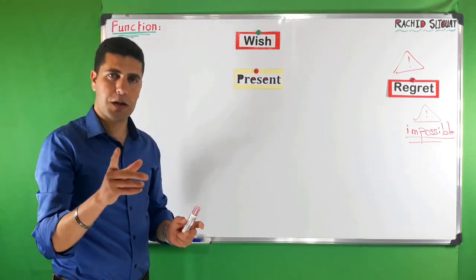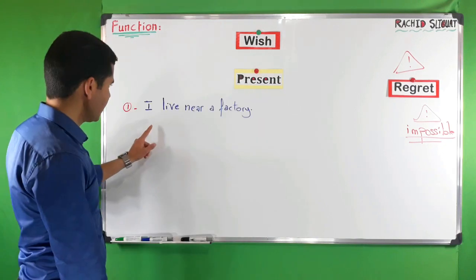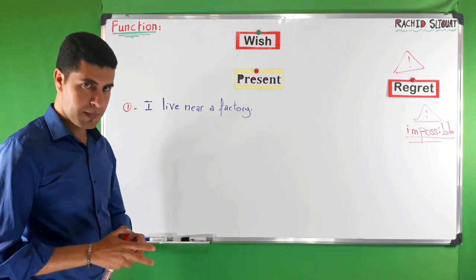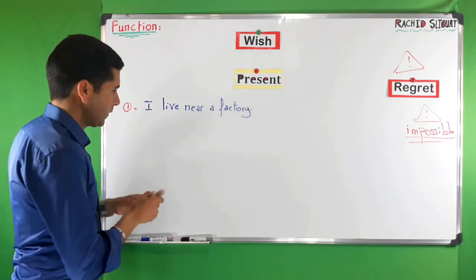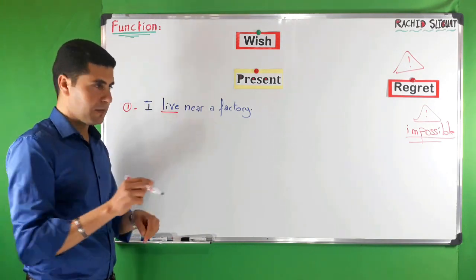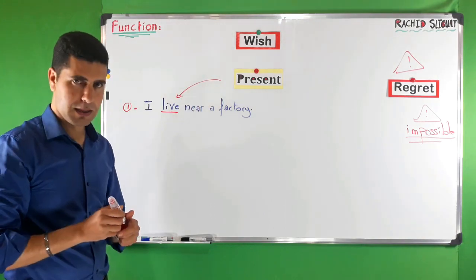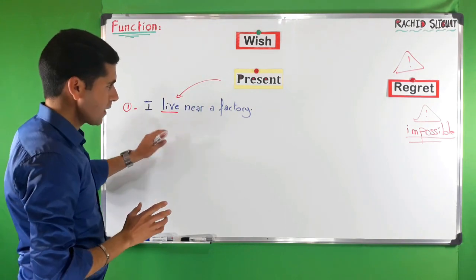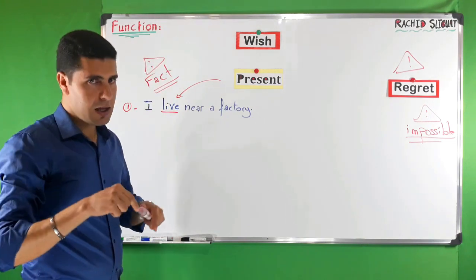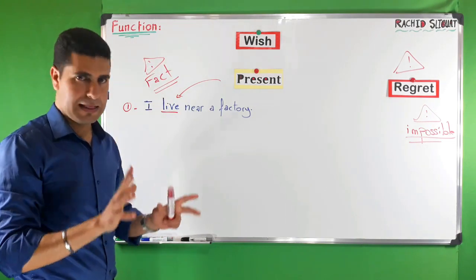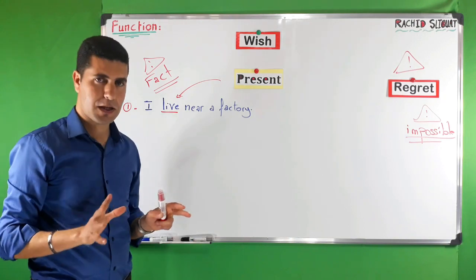Alright, now let's start with a very easy example. I live near a factory. Now this is actually in the present. So this is the verb live. So live is, as you can see, in the present, okay? So this is actually a fact. This is a fact in the present. I live near a factory, okay?